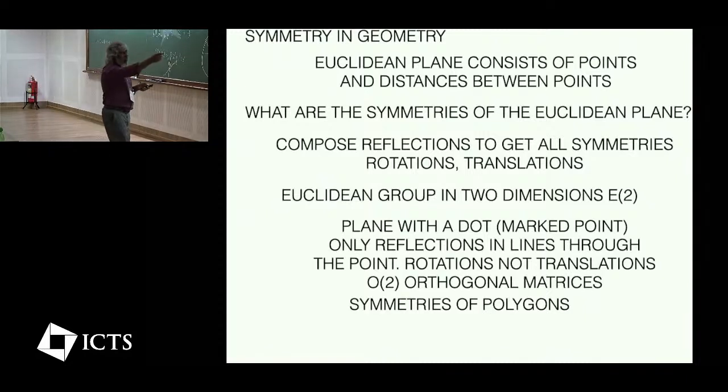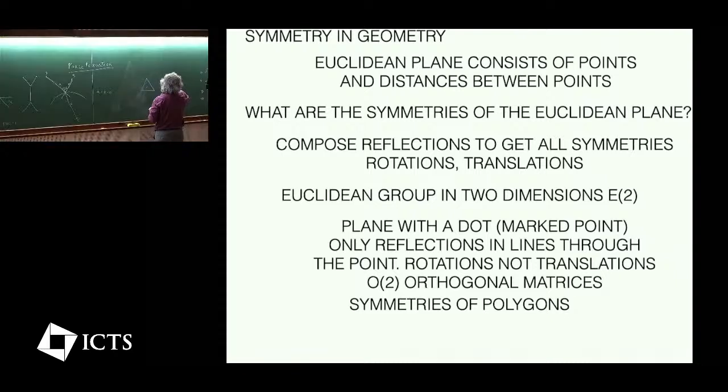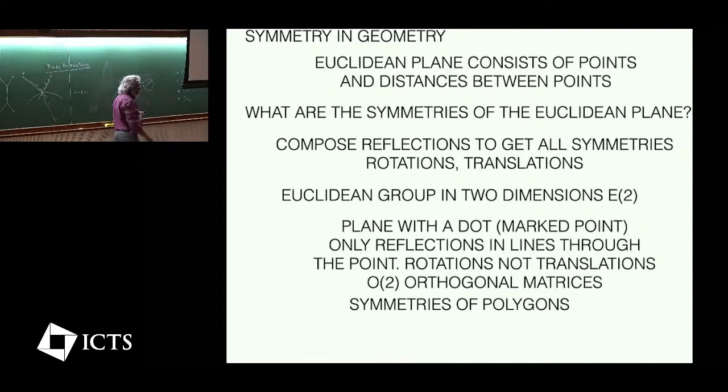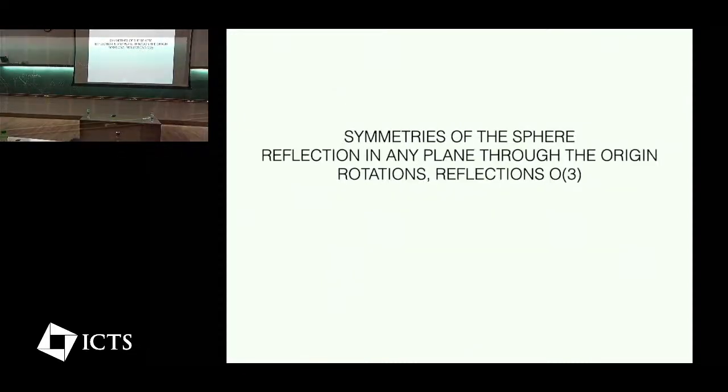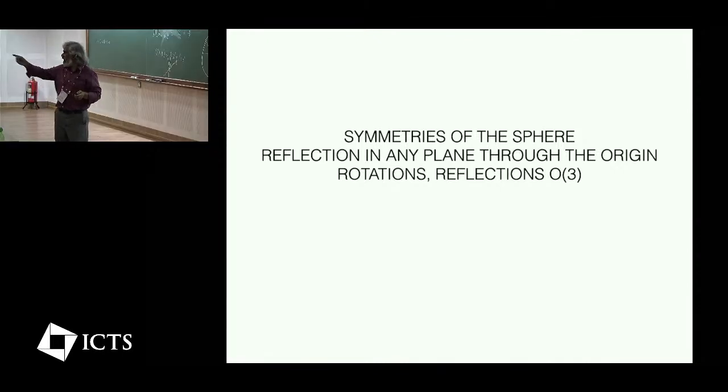And similarly, if I draw a regular pentagon, the symmetry group will be reduced to reflections about these things and the corresponding rotations, fivefold rotations, and so on. Now, if I take a sphere, like somebody brought up a basketball, reflection in any plane through the origin will leave the sphere looking the same. The distances between points won't change.